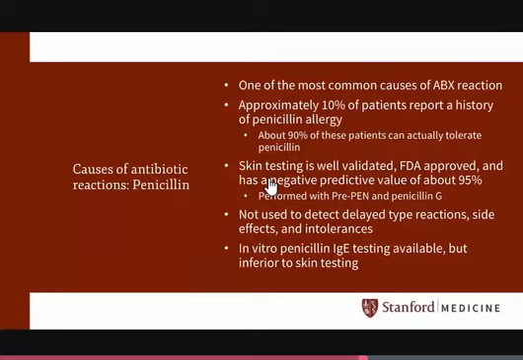Because it is the metabolites of penicillin that elicit most reactions, skin testing is done with PRE-PEN and PEN-G as major and minor determinants, respectively, which test for immediate type hypersensitivities. It is not used to detect delayed type reactions, side effects, and intolerances. In vitro penicillin IgE testing is available, but carries a low negative predictive value, so is inferior to skin testing.